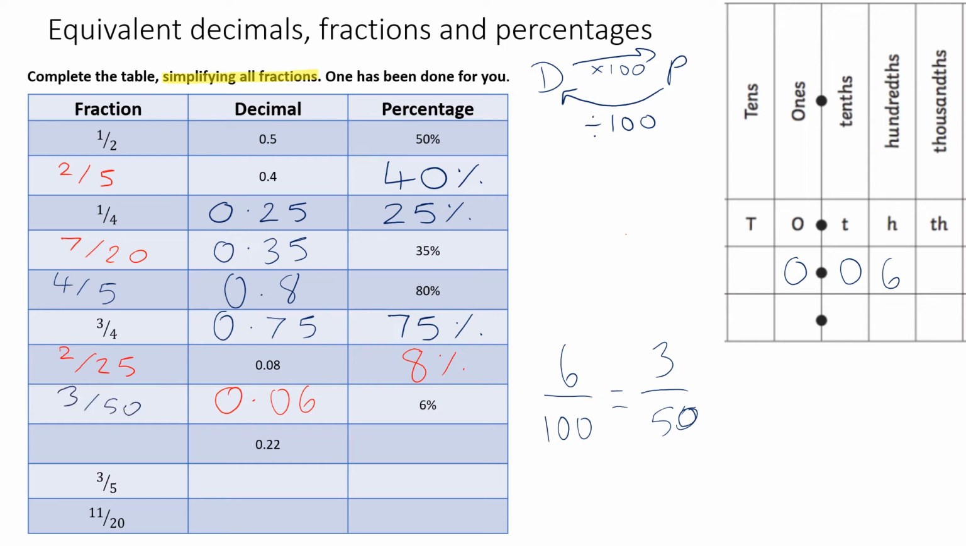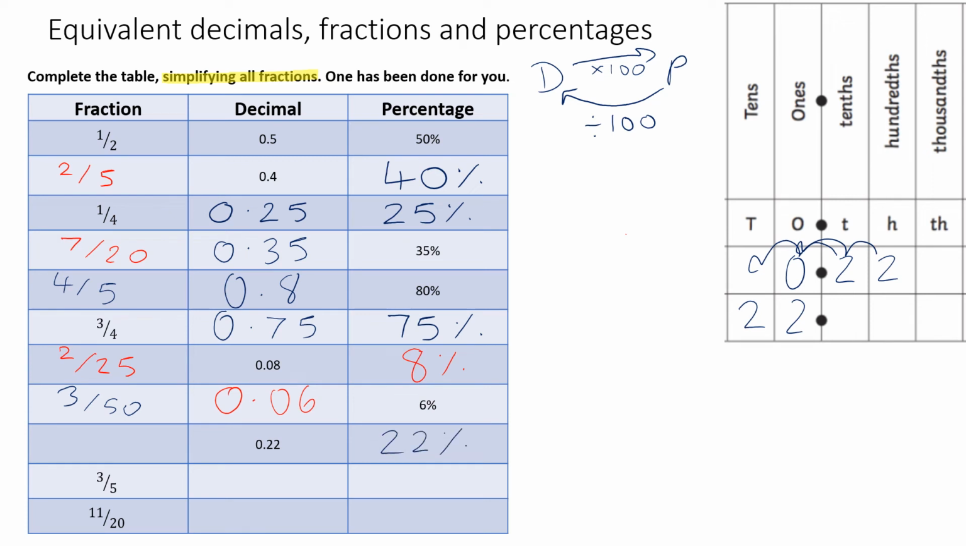So there we go. On to the next one, 0.22. Well, it doesn't really matter which way we do this. Again, you can go back between all three. You can check 0.22. If we go from a decimal to a percentage, times by 100. If you were to times by 100, they both move 1, 2, 1, 2, so 22%.